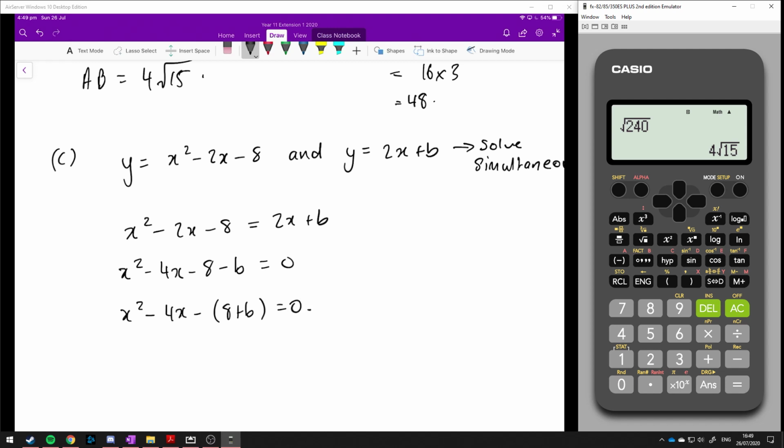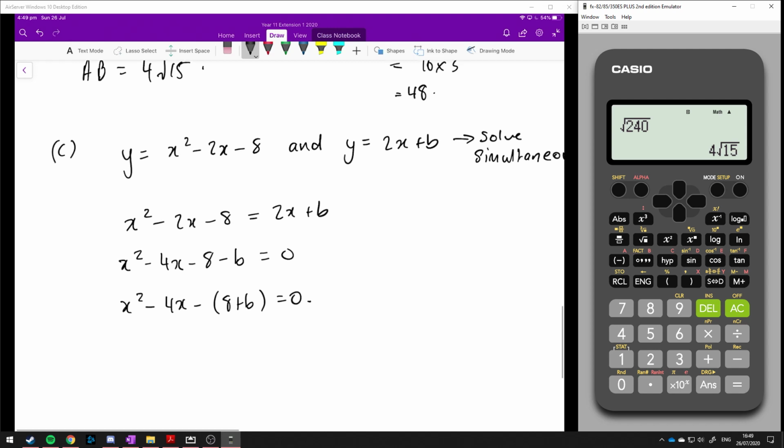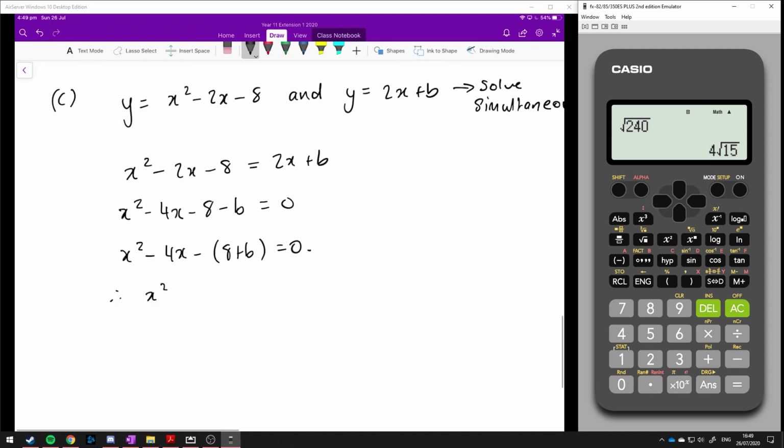Okay, now because the line is a tangent, let the roots be the same, because what we're essentially doing is we're going to use that other idea that tangents are a double root. So we're going to make the roots the same. So therefore, x squared minus 4x minus 8 plus b equals 0 has zeros alpha and alpha. So they're basically the same zero.